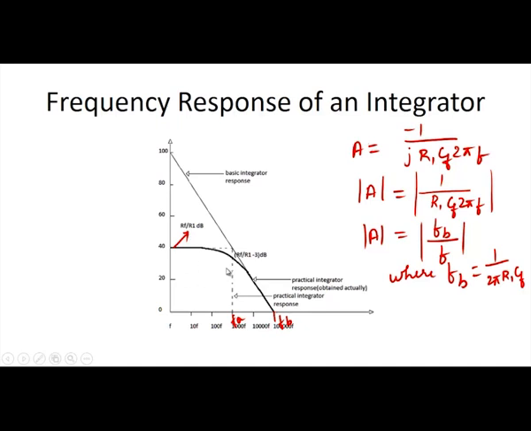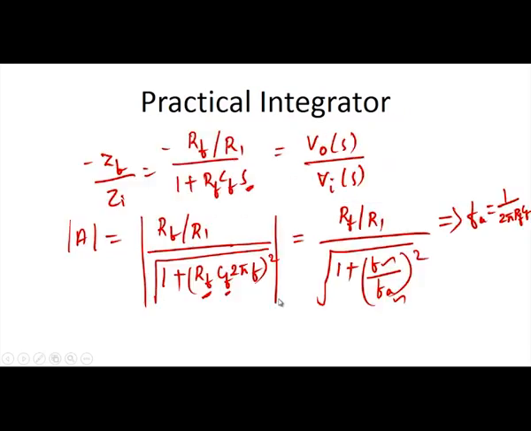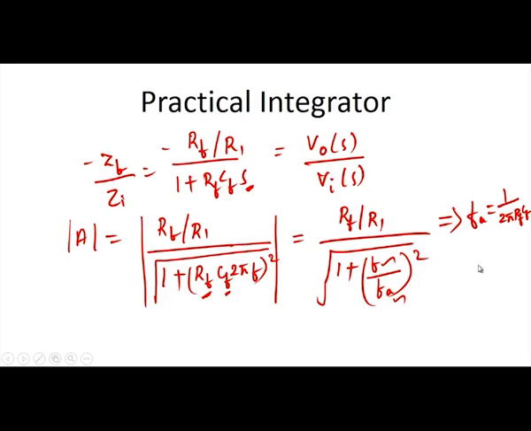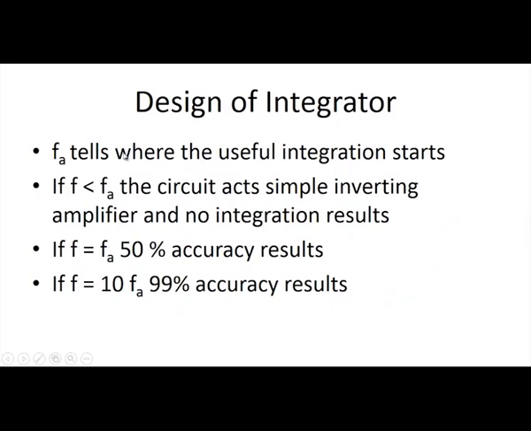This is actually the gain of the inverting amplifier. Since the signal is given to the negative terminal, you will be getting this equation RF by R1. So, if the frequency is very low, the circuit will act as an inverting amplifier circuit, and we will see the design steps. FA tells where the useful integration starts. FA is derived as 1 by 2 pi RF CF. At FA, the integration starts.